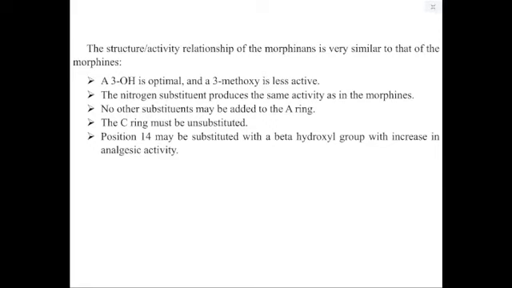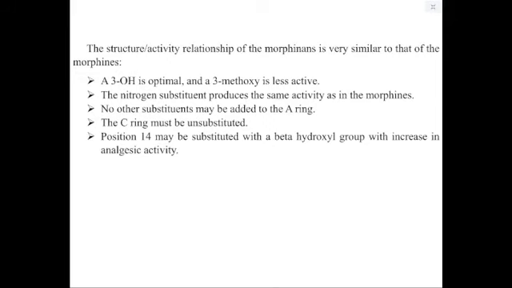Also about them, the SAR. We are saying a free 3-hydroxyl group is optimal, and a 3-methoxy is less active. Just like the morphine and analogs, the nitrogen substituent produces the same activity as in the morphines. So the group you put there, a methyl group, is usually optimal. When you put 2 carbon atoms, it is still active. When you go to 3 and above, you start getting antagonist activity. And I think we mentioned those changes at position number 17.